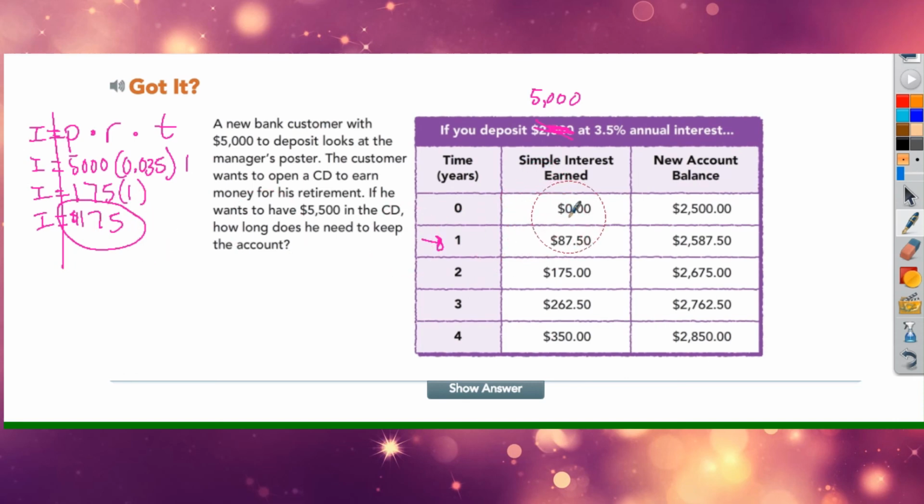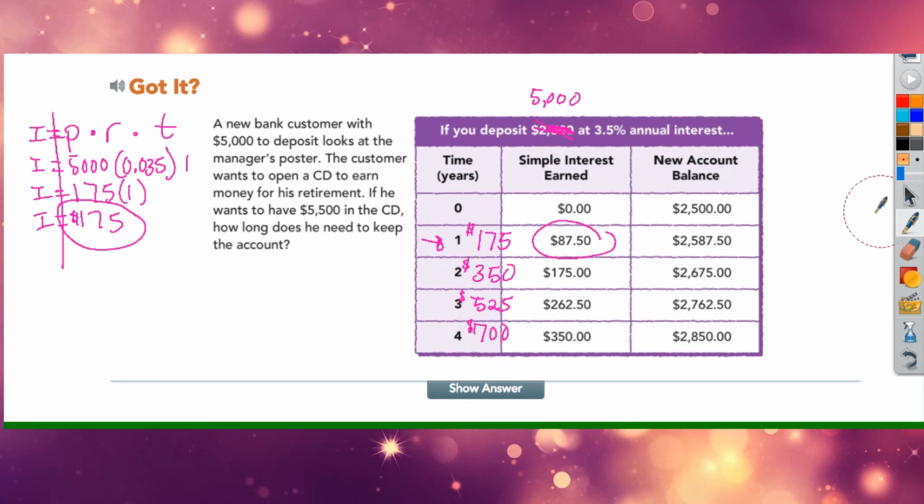Now, just like before, we noticed there was a pattern. We figured out what the constant of proportionality was if we related to that. Here, it was $87.50. So that means each year increased by $87.50. So if we change the principal to 5,000, we figured out at year 1, the interest will be $175. So that means each year, since this is simple interest, each year interest will increase by $175. So year 2, we know the interest that will accumulate is $350. And if we add $175 to that, we get $525. And if we add $175 to that, we get $700.